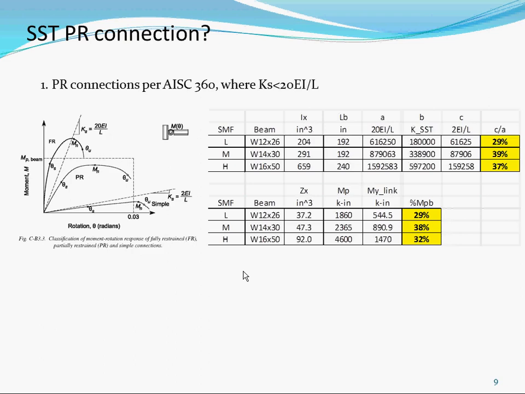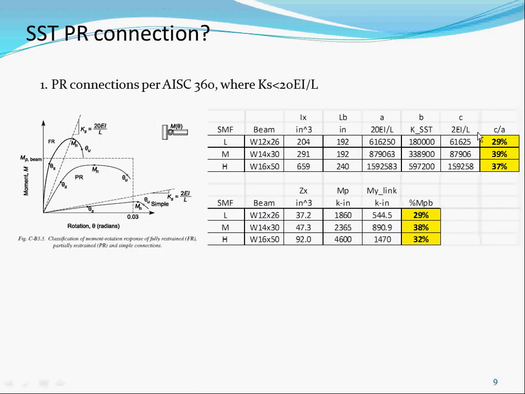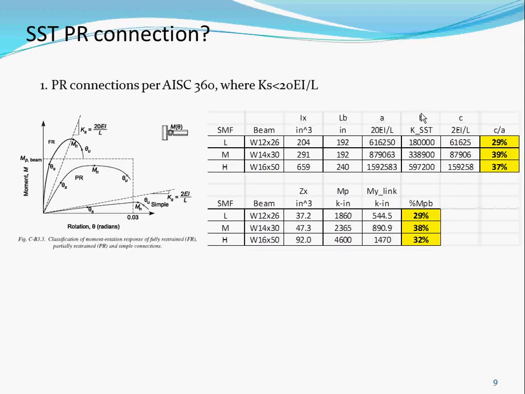So what's different from our connection? If you look at this one, our PR connection, I did the same thing for those two. Anything that's 20, or if you're looking at the stiffness, 20 or 90, somewhere in between is considered a PR. So we are in between. C over A is 2EI over this one. I'm talking about C divided by A. This is percent of the beam.